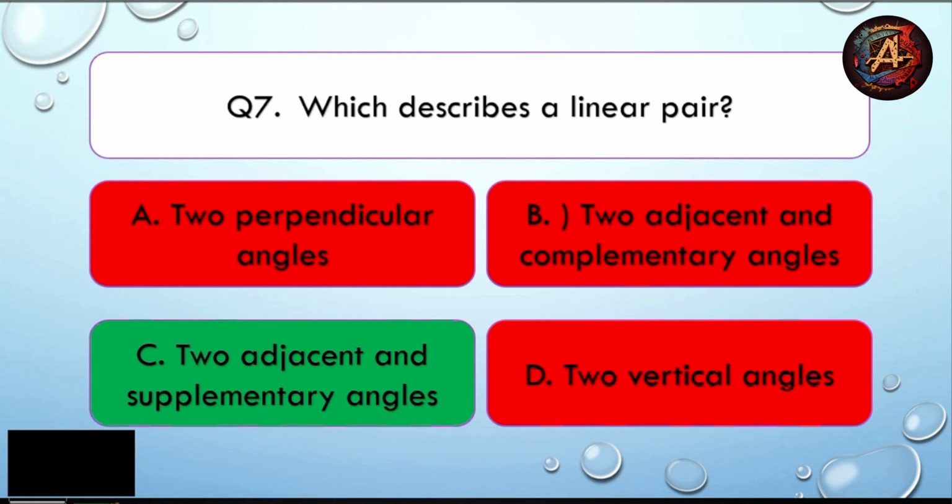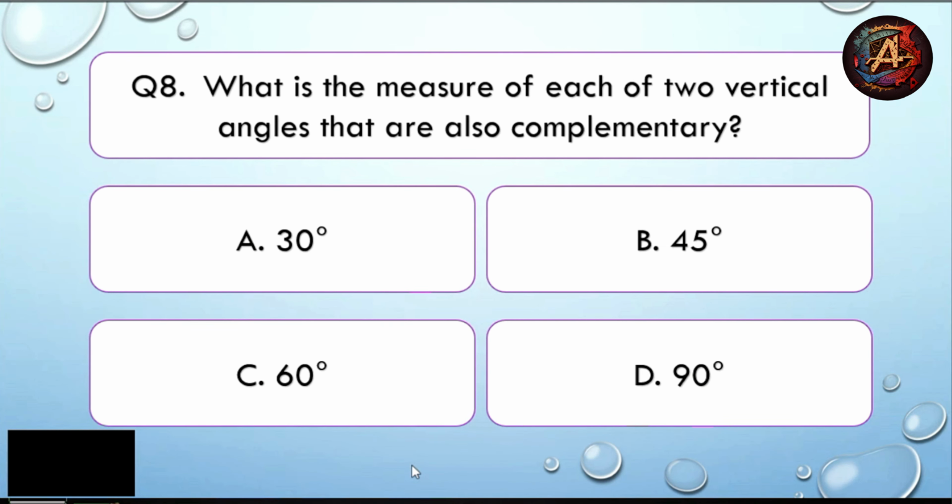So now let us go to question number 8. What is the measure of each of two vertical angles that are also complementary? Is it A, 30 degrees, B, 45 degrees, C, 60 degrees, or D, 90 degrees? I'll give you 5 seconds to think about your answer.